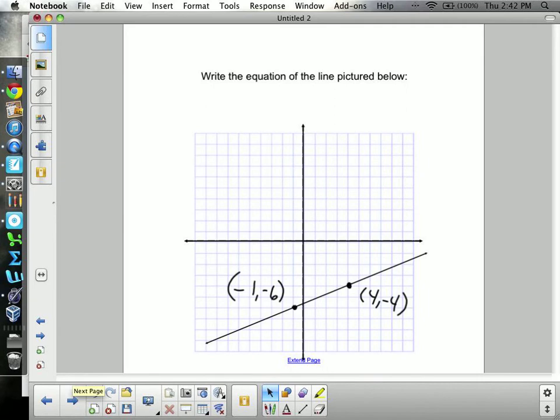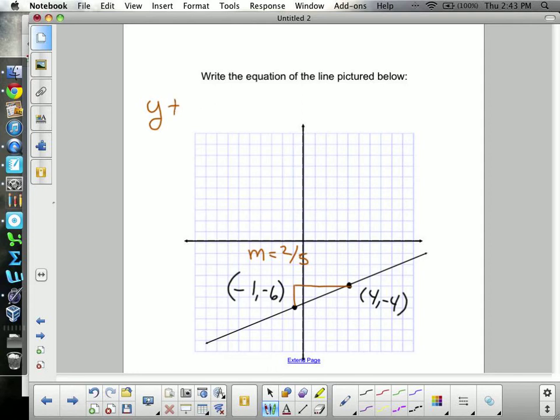The slope I can find fairly easily. It's up 2 over 5, so the slope is 2/5. I've got the slope, and I've got 2 different points to choose from. I can do my y minus y1 again, can't I? Which point do you want to use, the 4, -4, or the -1, 6? -1, 6. Okay, so y plus 6 equals 2/5 x plus 1. We're going to get a fraction.